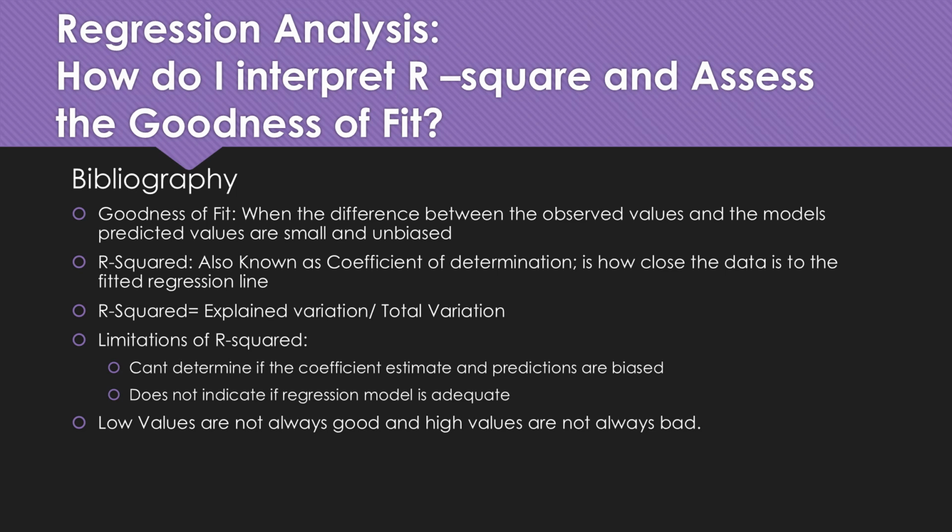Limitations of R-squared are: you cannot determine if the coefficient estimates and predictions are biased. It does not indicate if the regression model is adequate or inadequate. And low values are not always bad and high values are not always good.